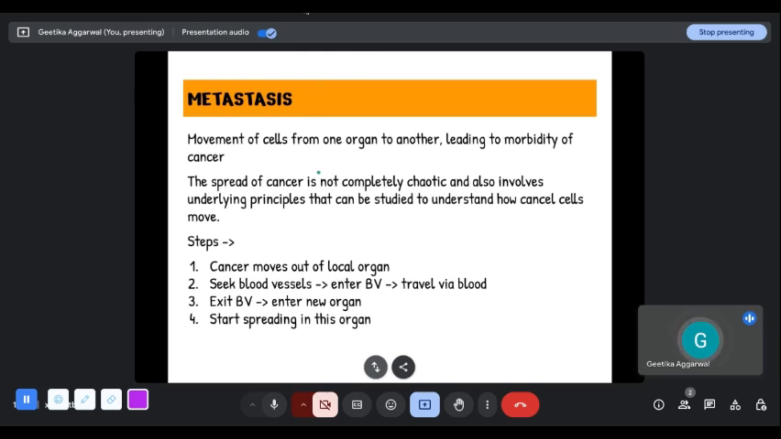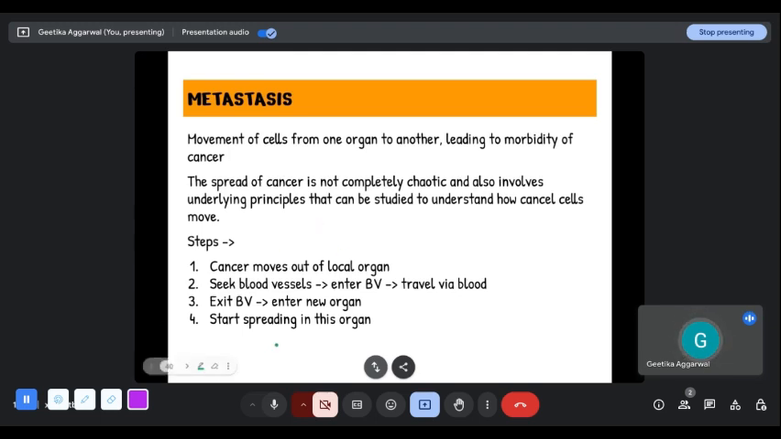Metastasis refers to the movement of cells from one organ to another, and it leads to the morbidity of cancer. So when cells move out of the organ where they belong and enter some other organ, it makes it even worse, and they cause tumors in new areas. The spread of cancer is not completely chaotic, but also involves some underlying principles of movement. And by studying metastasis, you can understand how these cancer cells are traveling and moving across the body.